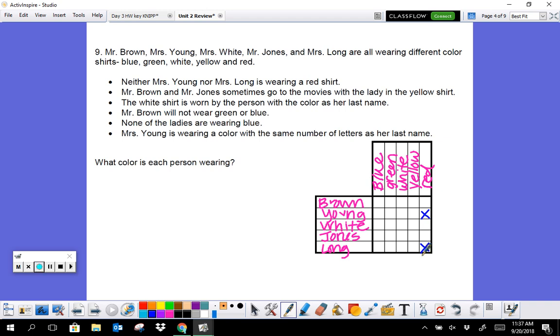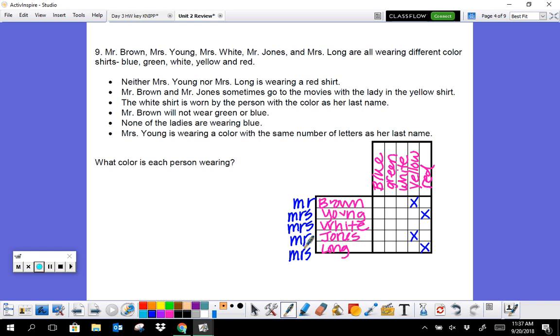The second dot says Mr. Brown and Mr. Jones sometimes go to the movies with the lady in the yellow shirt. So a couple of things we know here. We know Brown and Jones are not yellow because they are with the yellow. And it also says that it's a lady in the yellow shirt. So this is Mr. Brown, Mrs. Young, Mrs. White, Mr. Jones, and Mrs. Long. We already know that it has to be a lady wearing yellow, and I already have the two misters marked out there, so I'm good there.